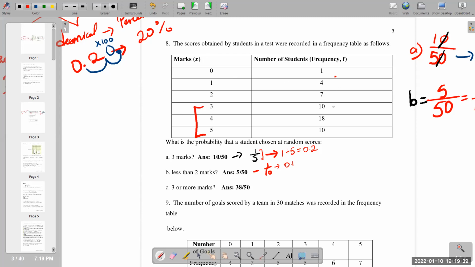So what am I adding? I'm going to add 10 plus 18 plus 10. So we should know 10 plus 18 is 28. 28 plus 10, 38. That's how we get 38 over 50. Somebody tell me what is 38 over 50 as a decimal. We should know what to do. What is 38 out of 50 as a decimal? So what we should be doing is putting 38 divided by 50. How much did you get?